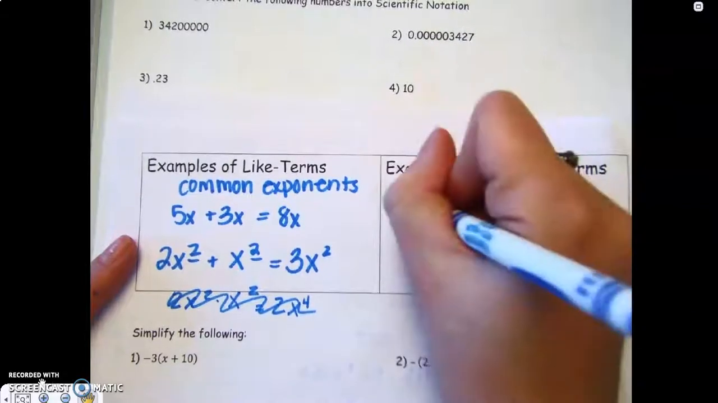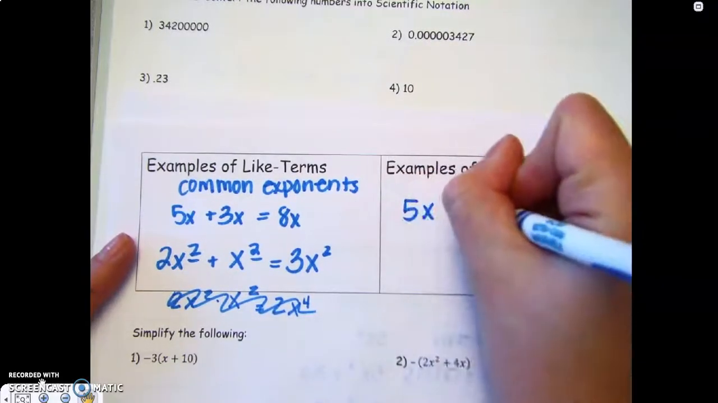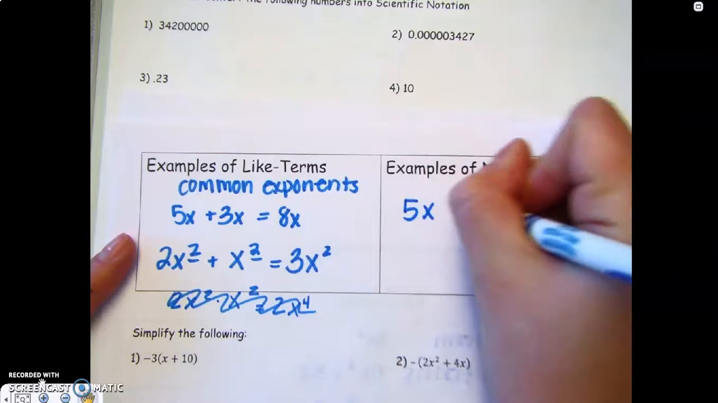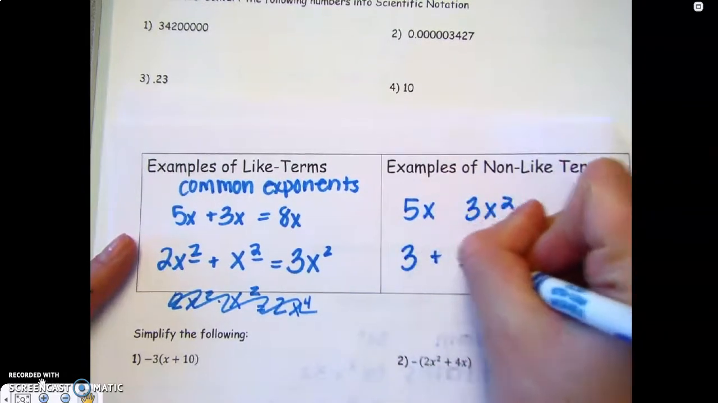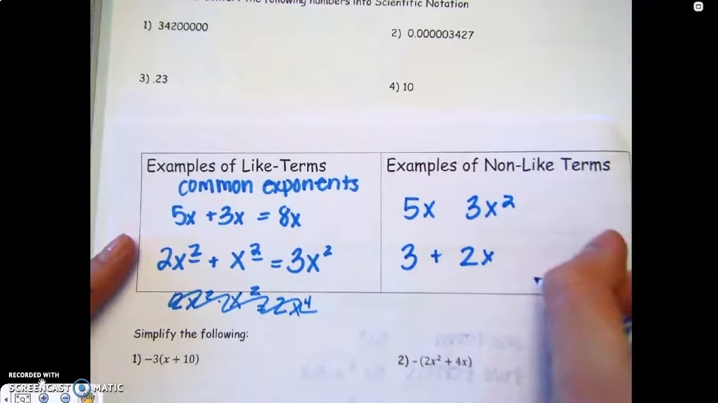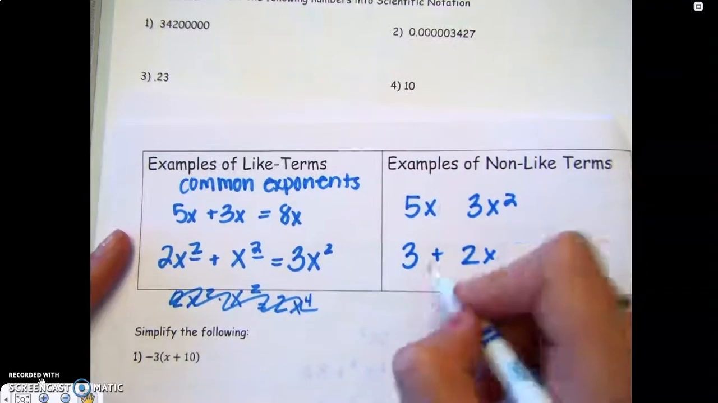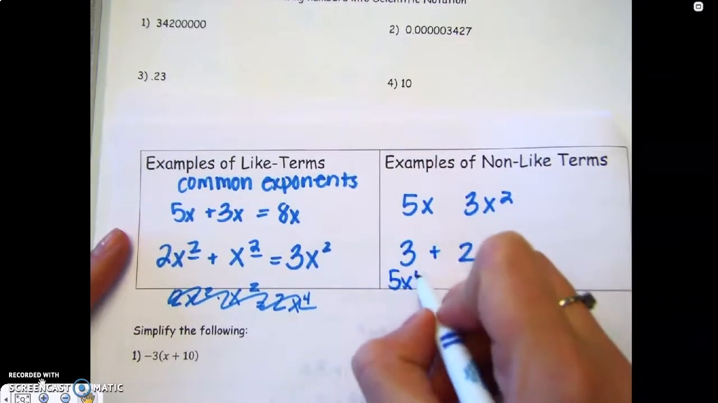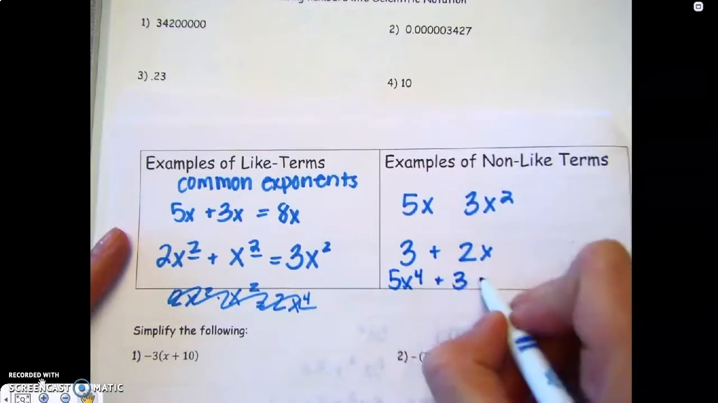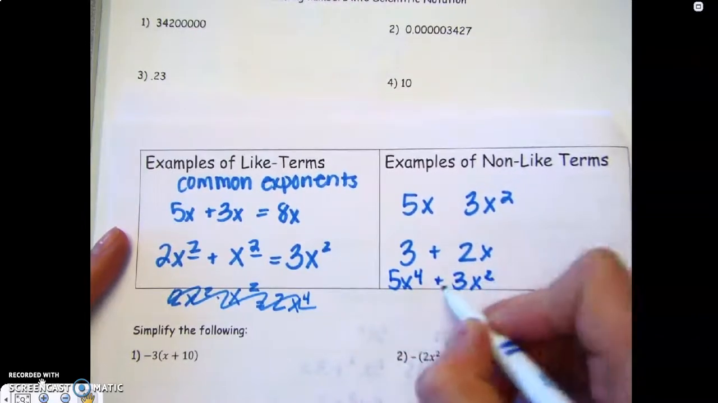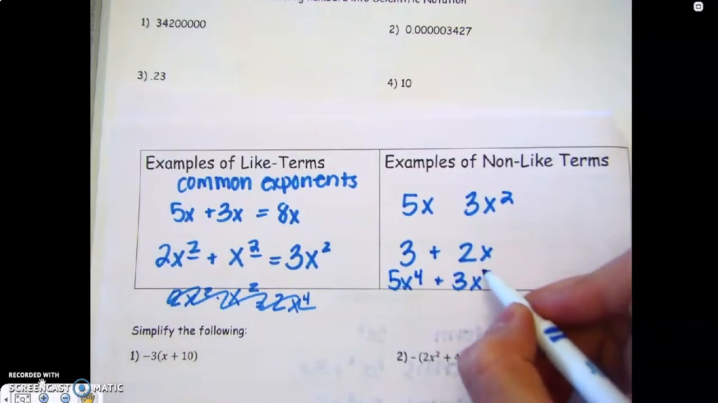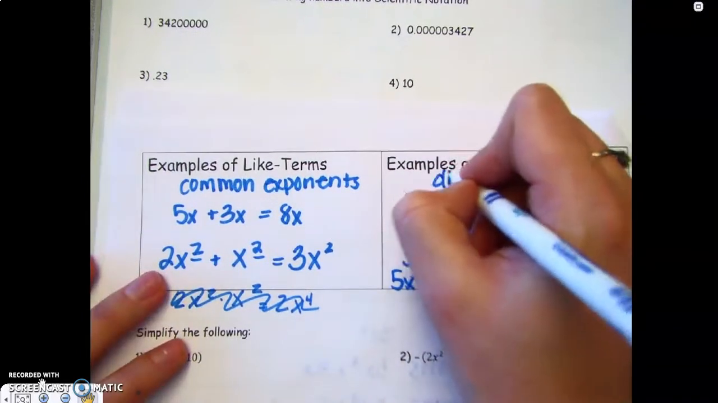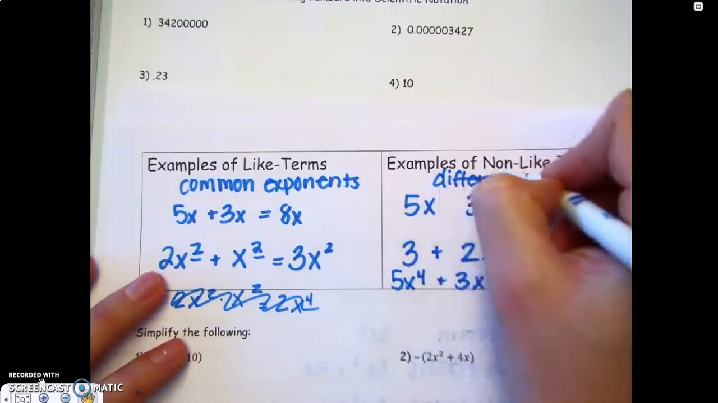Non-like terms are something like 5x and 3x squared. You cannot add those. And 3 plus 2x, right? You can't add those. We know that from the beginning of the year. You can't add 5x to the fourth plus 3x squared. Those are unlike terms, okay? So like terms is different than multiplying exponential expressions.